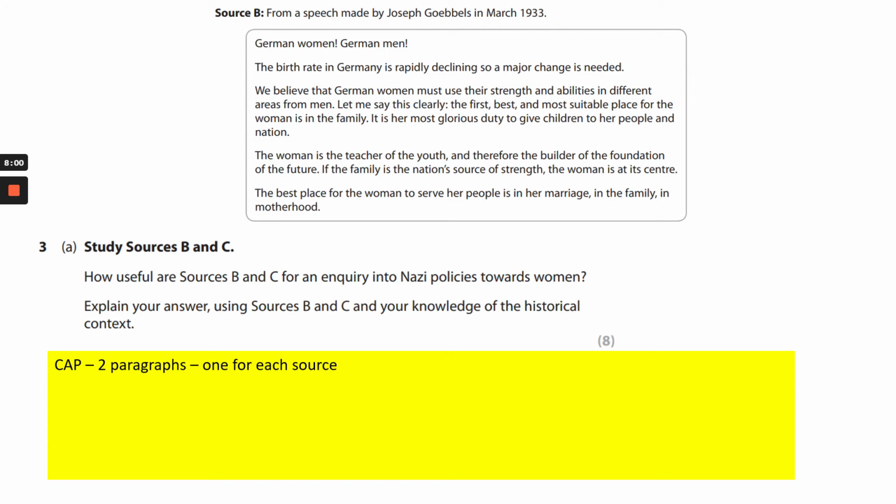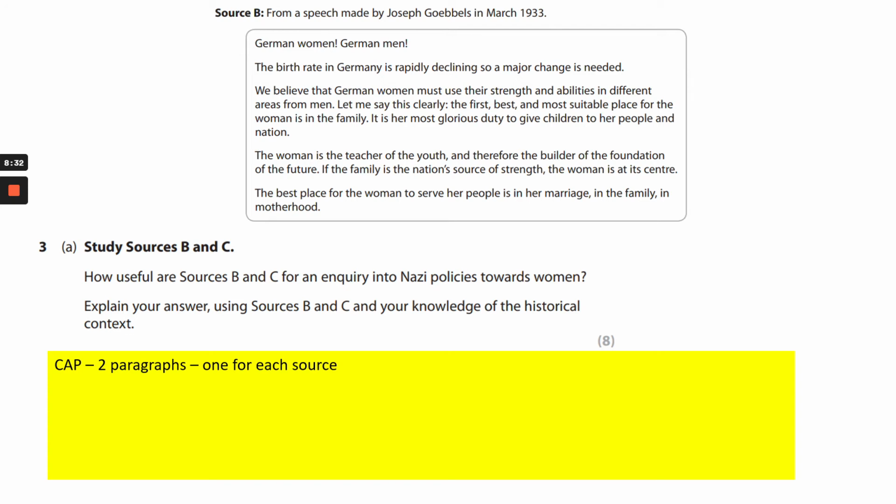And in this sort of question, when I look at this source, I am much more interested in who wrote it. It says from a speech made by Joseph Goebbels, and I would highlight that, and I would write that I know who Goebbels is. He's the Minister of Propaganda, and you must have that level of subject knowledge. You must know some of these basic people. And then I've got a mark or two already when I look later on at the author and purpose. Then he's saying German women, German men, the birth rate in Germany is rapidly declining, so a major change is needed.